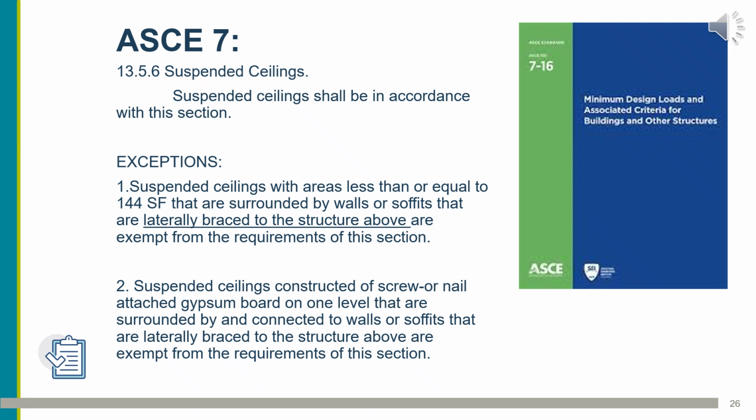Concerning the suspended ceiling systems, there are a couple of exceptions. Suspended ceilings with areas less than or equal to 144 square feet that are surrounded by walls or soffits that are laterally braced to the structure above are exempt. And suspended ceilings constructed of screw or nail attached gypsum board on one level that are surrounded by and connected to walls or soffits that are laterally braced to the structure above are also exempt from these sections of the code.